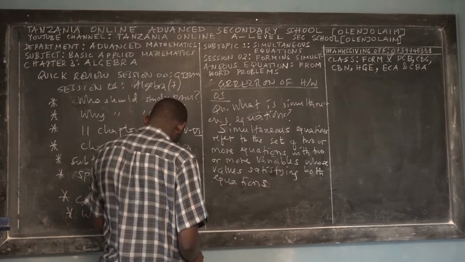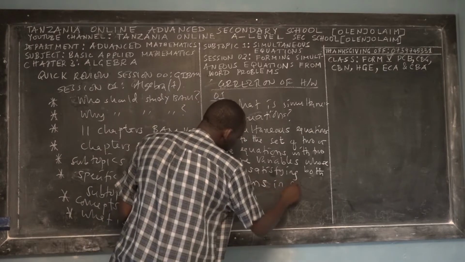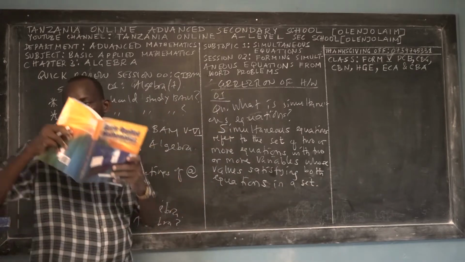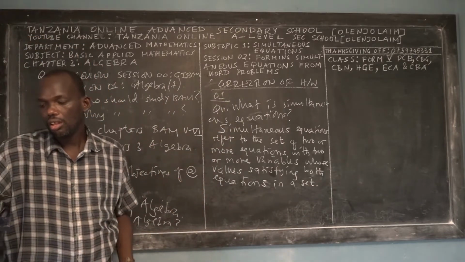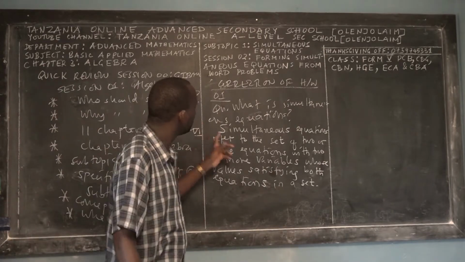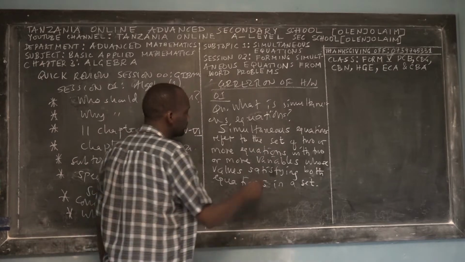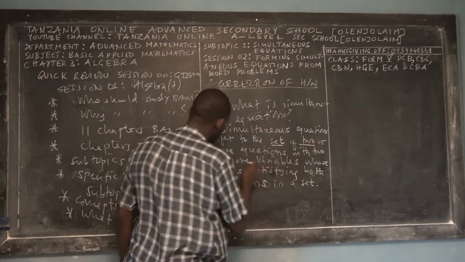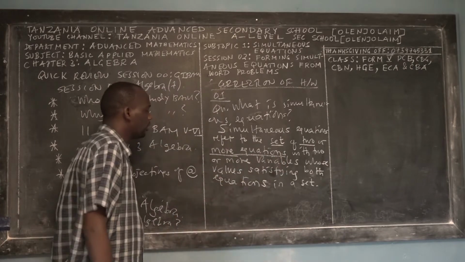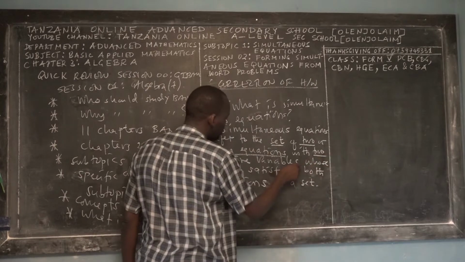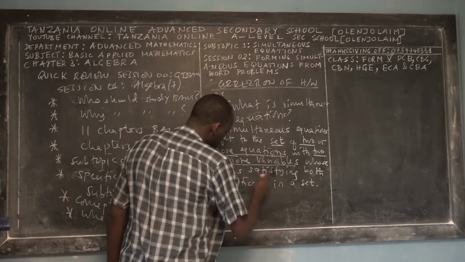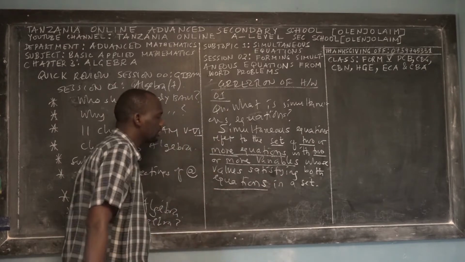Both equations in a set. This is the definition of the term simultaneous equation. Let me explain. Simultaneous equations refer to a set of two or more equations with two or more different variables, whose values satisfy both equations in the set.